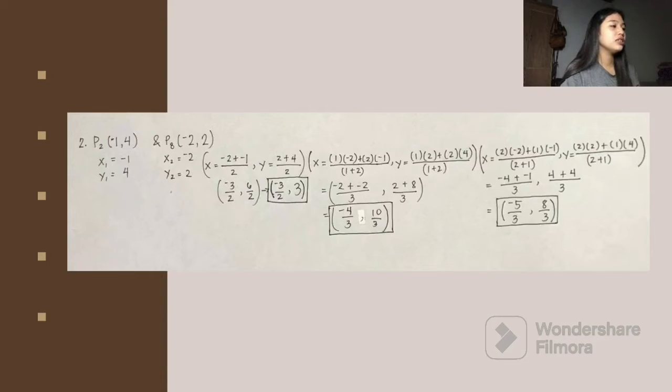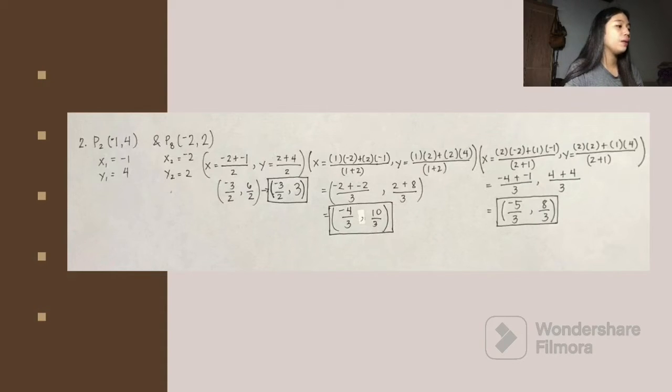Number 2. It is the same with number 1, same process, and also we will be using the same formula. Number 2. P sub 2, negative 1, 4, and P sub 8, negative 2, 2. X sub 1 is equal to negative 1, Y sub 1 is equal to 4, X sub 2 is equal to negative 2, and Y sub 2 is equal to 2. Let's plug in the given to the midpoint formula, wherein x is equal to negative 2 plus negative 1 over 2 is equal to negative 3 over 2. Y is equal to 2 plus 4 over 2 is equal to 6 over 2. So the midpoint is negative 3 over 2, 3.